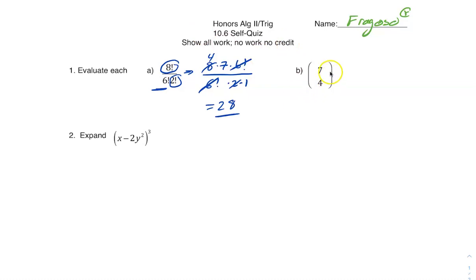Same thing here. This is written in combination form, but it's the exact same thing. You just rewrite it, so it's 7 factorial over 4 factorial, top one over the bottom one, and then you subtract them: 3 factorial. And we're going to do the exact same idea.